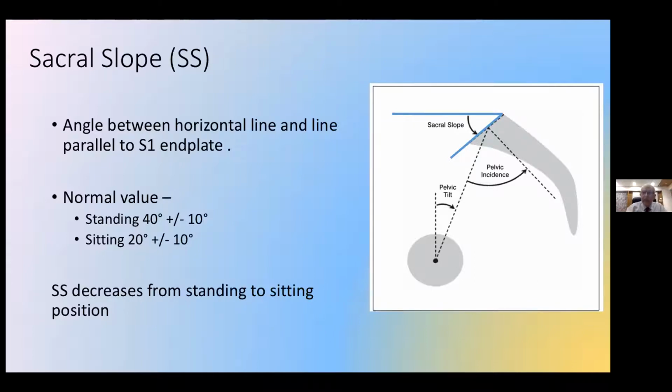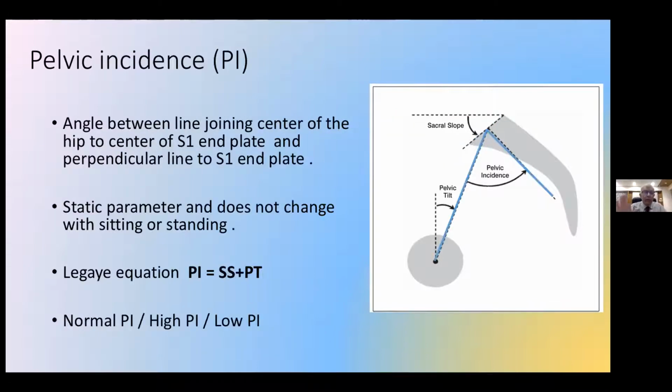Pelvic incidence remains the same. The equation is: pelvic incidence is equal to sacral slope plus pelvic tilt. So if sacral slope decreases, the pelvic tilt increases, and vice versa.